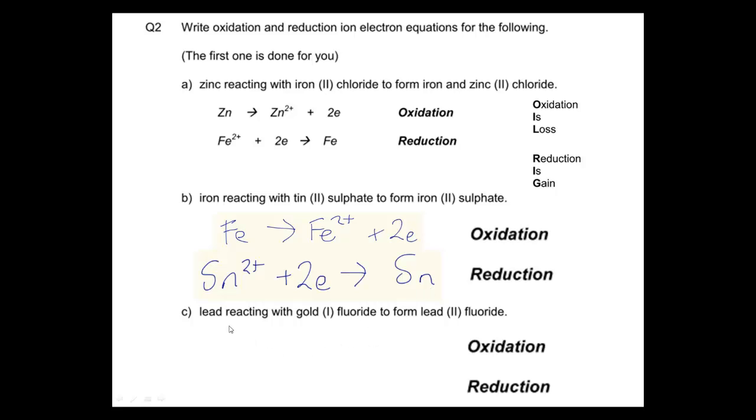So what happens next? Lead reacting with gold(I) fluoride to form lead(II) fluoride. The oxidation is what happens when the metal loses the electrons. We start off with lead, so Pb goes to Pb 2+ plus 2 electrons, and the gold ion, Au+ plus 1 electron, will become gold.